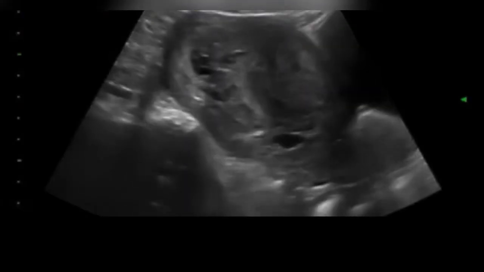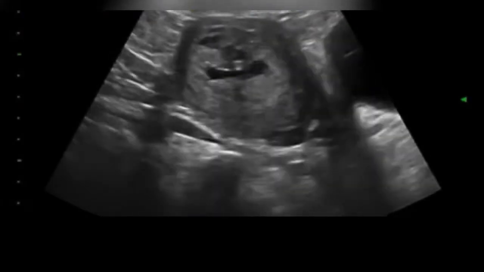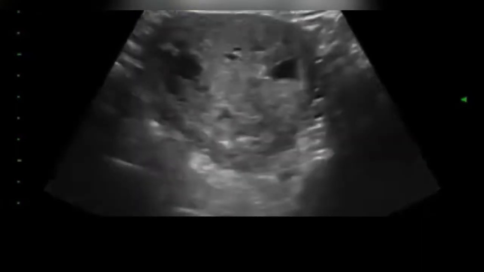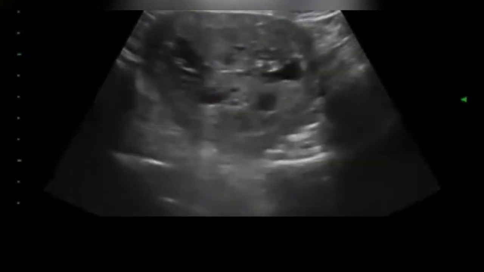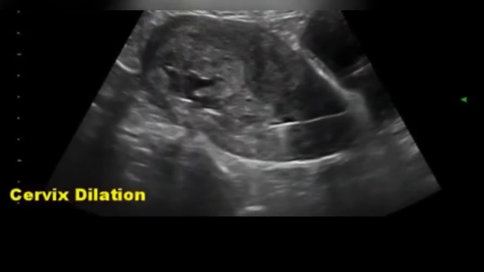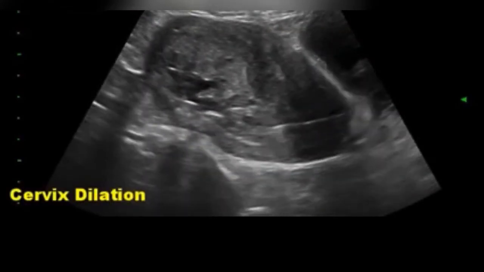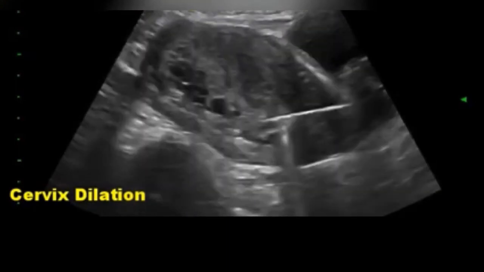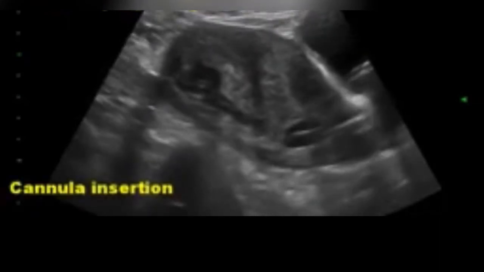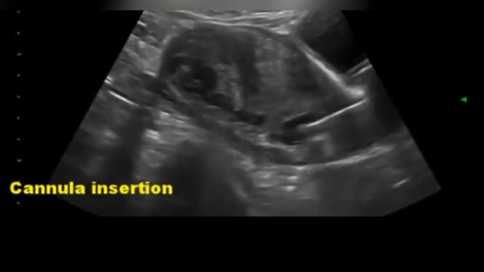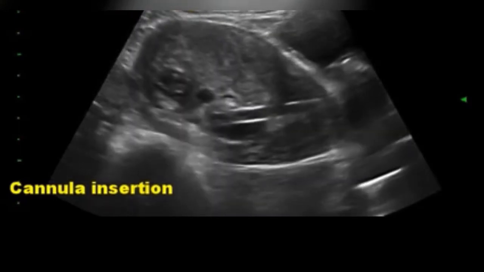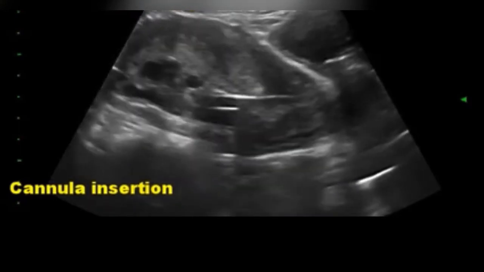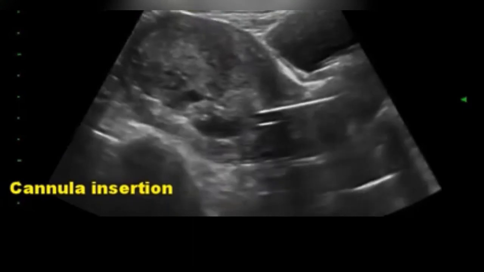I'm just showing you a video of a suction evacuation being performed. The USG here is showing the characteristic snowstorm appearance, and there is no fetal tissue. Usually when the fetal tissue is so big, then you have to go for medical termination of pregnancy rather than directly going for suction evacuation, because you won't be able to suction the fetus out. And it's always better to do suction evacuation under ultrasound guidance for a case of molar pregnancy, because the uterine walls will be so thin and there is a chance of perforation of the uterus. So you do it under ultrasound guidance.